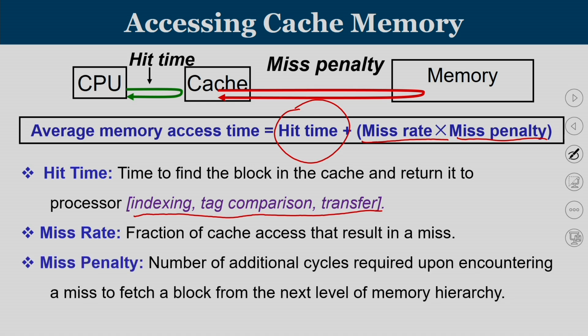Miss penalty is the number of additional cycles, and it is very important, required upon encountering a miss to fetch a block from the next level of memory hierarchy. So, these are the three important terms.